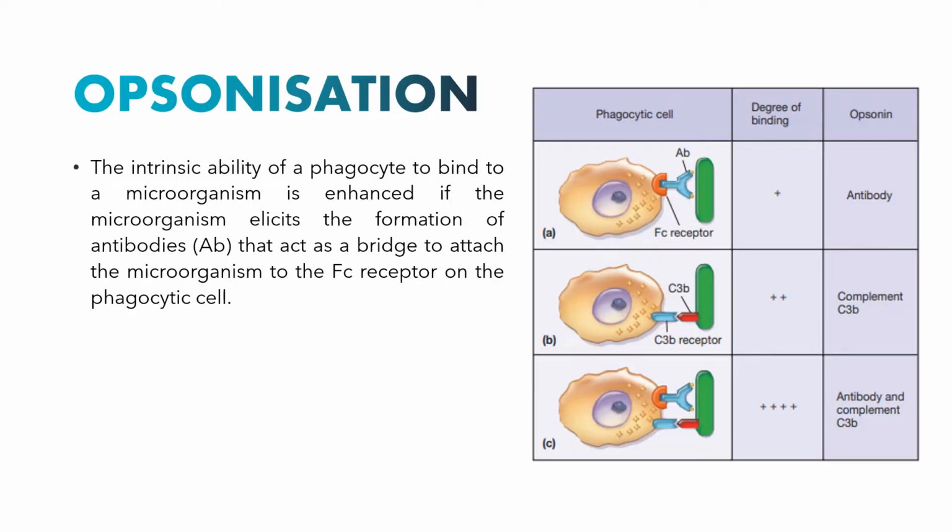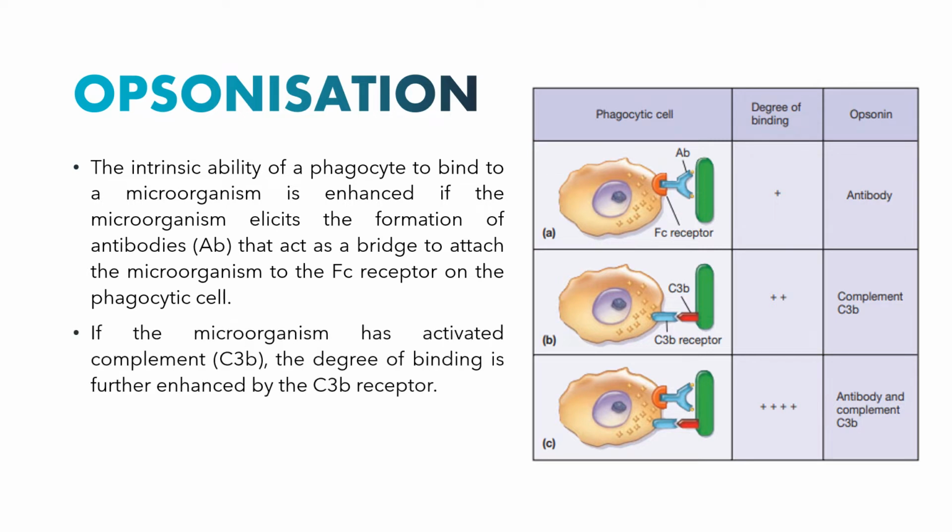Opsonization. The intrinsic ability of a phagocyte to bind to a microorganism is enhanced if the microorganism elicits the formation of antibodies that act as a bridge to attach the microorganism to the Fc receptor on the phagocytic cell. If the microorganism has activated complement C3b, the degree of binding is further enhanced by the C3b receptor. If both antibody and C3b opsonize, binding is greatly enhanced.